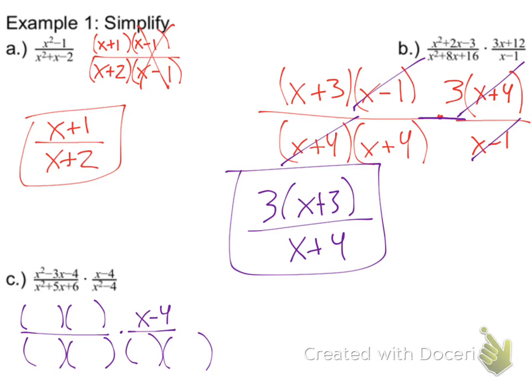What's the first top one going to be? Factors of 4 that give you 3. 4 and 1. Minus 4 plus 1.